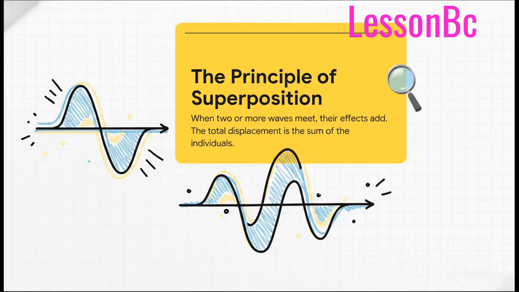The main rule that governs this whole dance is called the principle of superposition. Now, that sounds super fancy and complicated, but the idea behind it is incredibly simple. It just means that waves add up. That's it. When their high points, their crests, and their low points, their troughs, meet, you just add their heights together. That tells you exactly what the new combined wave looks like.